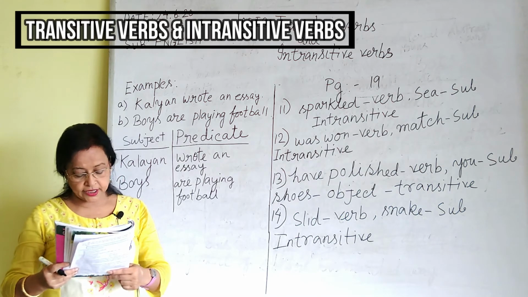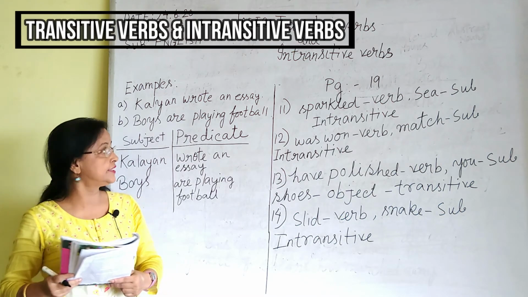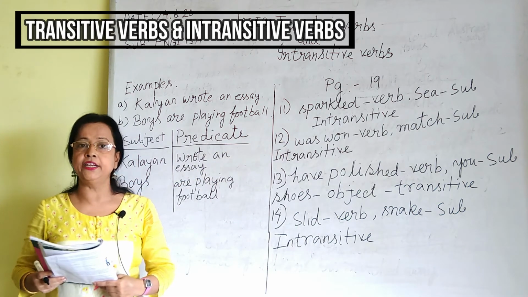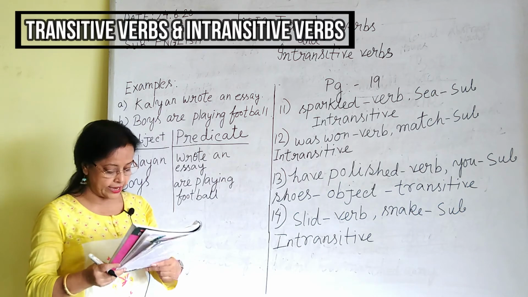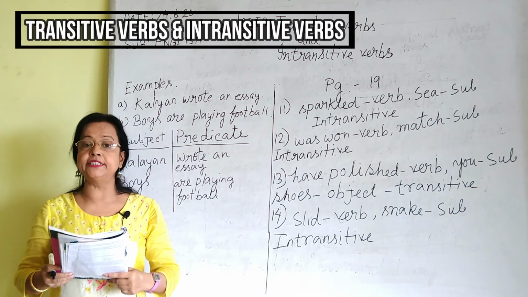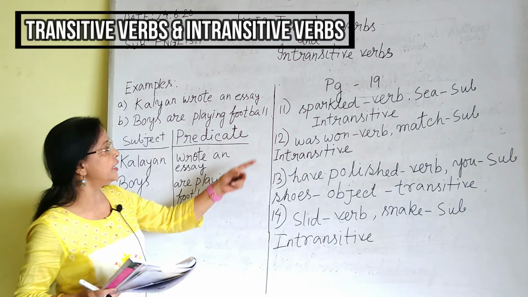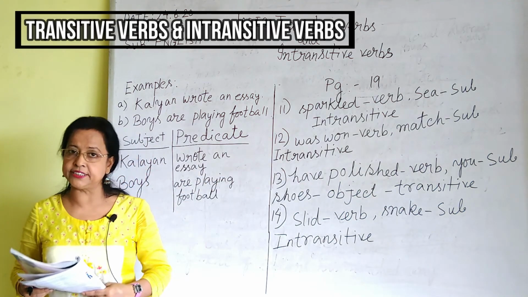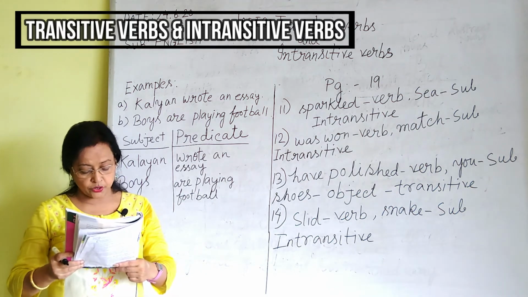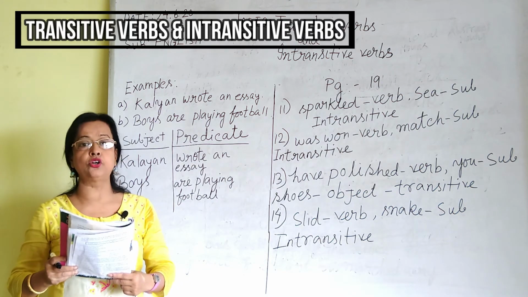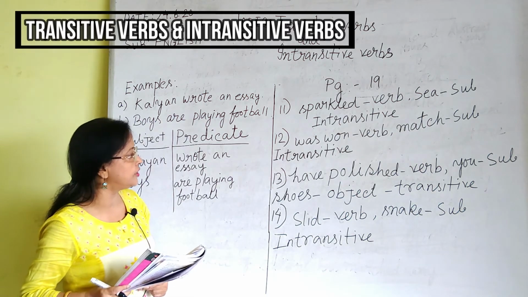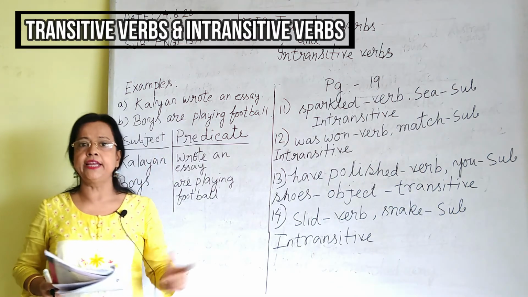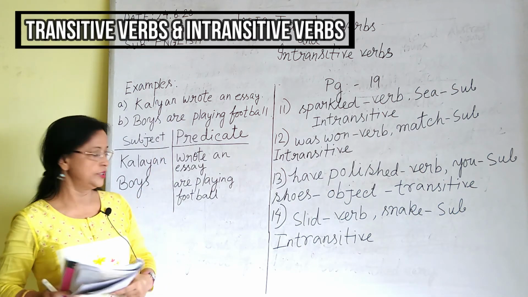Number 11, the blue sea sparkled in the sun. Here sparkled is the verb, sea is the subject, and this is an intransitive verb. Number 12, the match was won easily by our team. Here was won is the verb, match is the subject, and this is also an intransitive verb. Number 13, why have you not polished your shoes? Here have polished is the verb, you is the subject, shoes is the object, so it is a transitive verb.